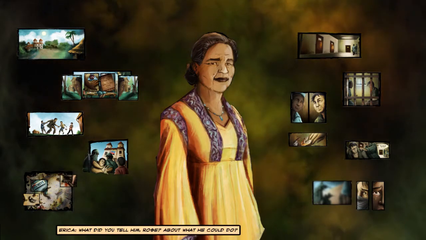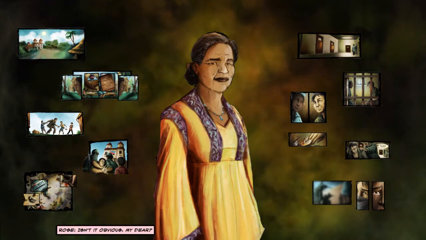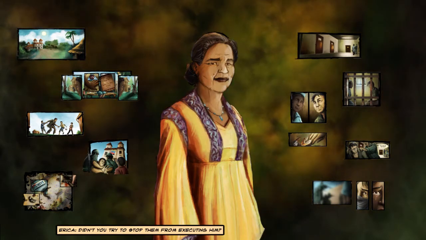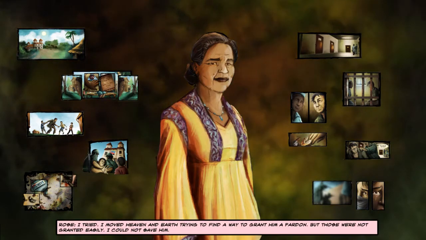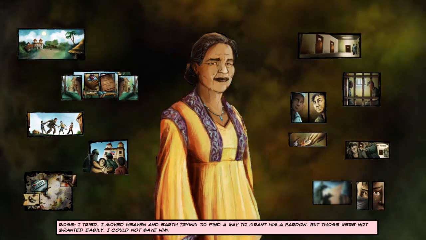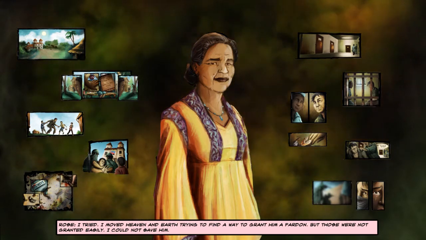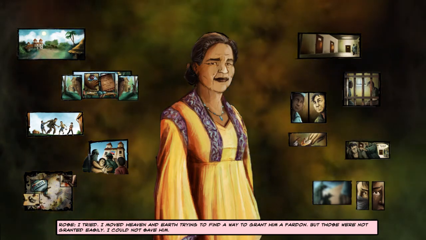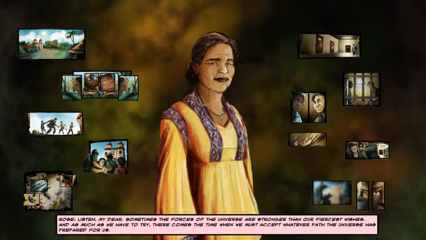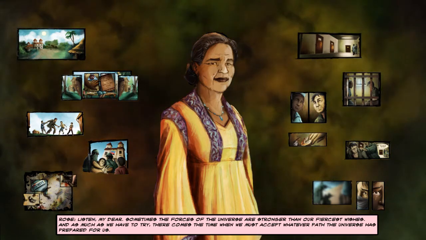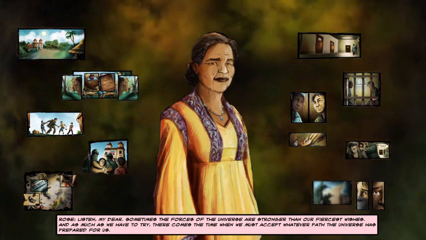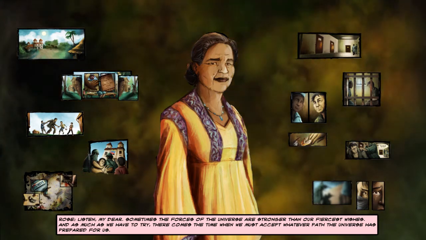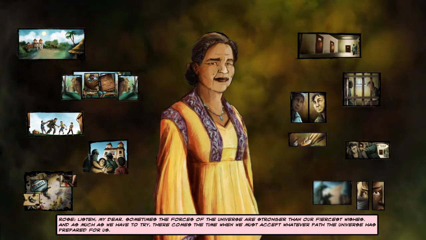What did you tell him, Rose? About what he could do? Isn't it obvious, my dear? And didn't you try to stop them from executing him? I tried. I moved heaven and earth trying to find a way to grant him a pardon, but those were not granted easily. I could not save him. Listen, my dear, sometimes the forces of the universe are stronger than our fiercest wishes, and as much as we have to try, there comes the time when we must accept whatever path the universe has prepared for us.